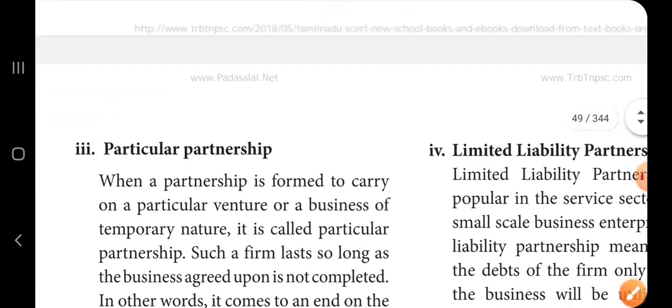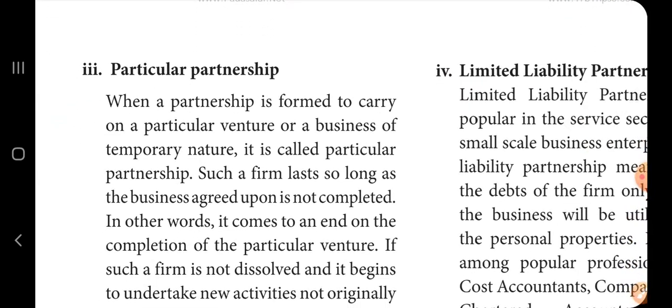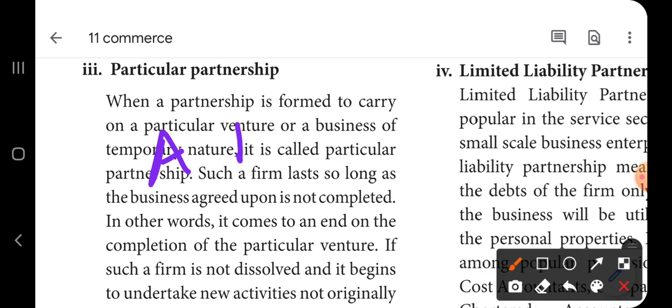Next one is particular partnership. Particular partnership means the partnership which is formed for a particular task. Say for example, if partners A, B, C enter into an agreement to form a firm for a particular task or for a specified task, say for example, construction of bridges or construction of a building. In that case, after the construction work is over, the partnership comes to an end. Only for a particular venture or for a temporary period they enter into a partnership agreement.